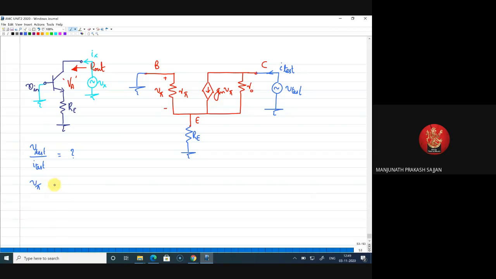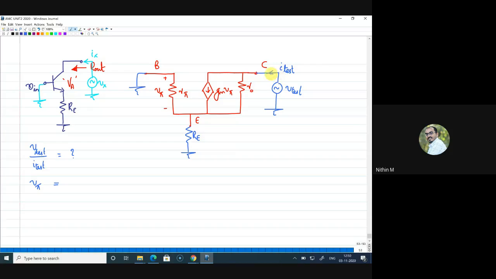Sir, it's IB into R pi. IB into R pi. Okay. Yeah, but if you look at this source, if you look at the circuit diagram, the only source is Itest. Itest is the only source.